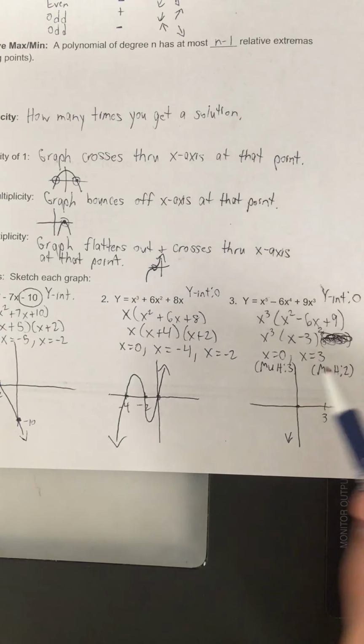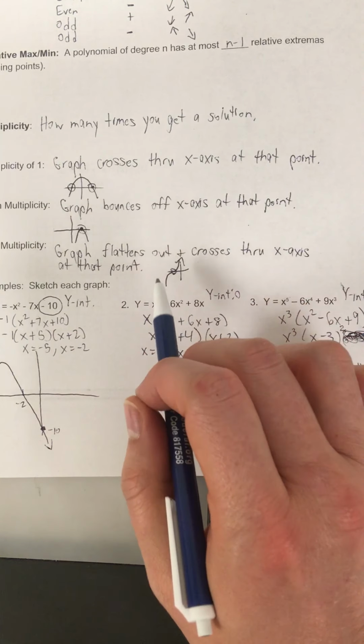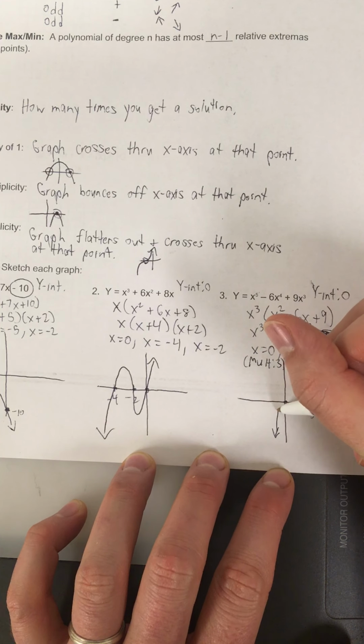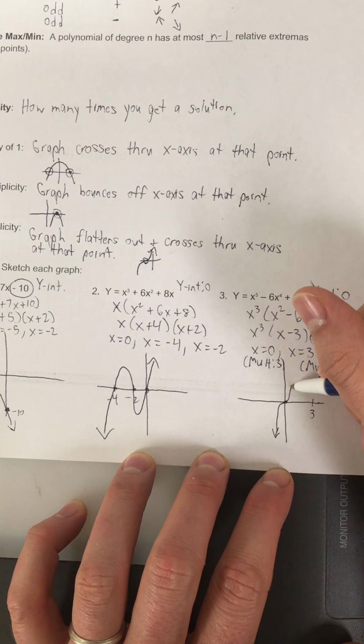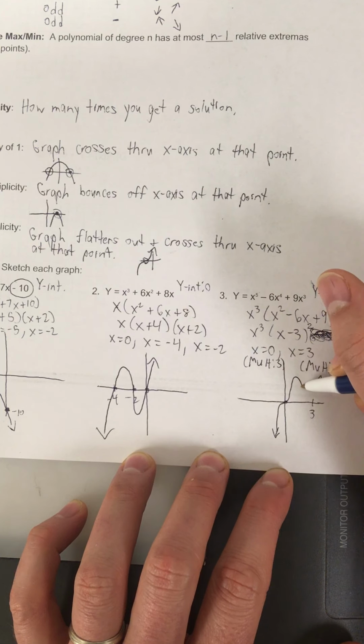When it's odd multiplicity, what happens at the graph? It should flatten out, but still cross through. So it's going to come up here, curve a little bit, flatten out, and pass through 0 and still go up. But at some point, it has to turn around and head back toward the 3.